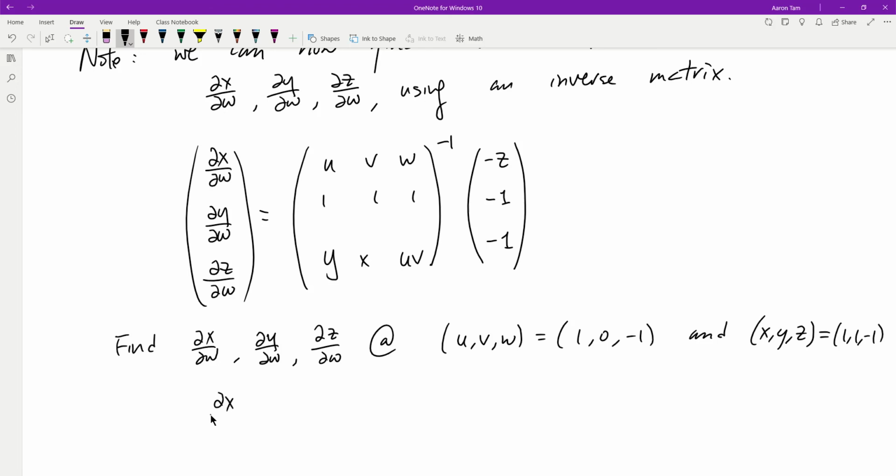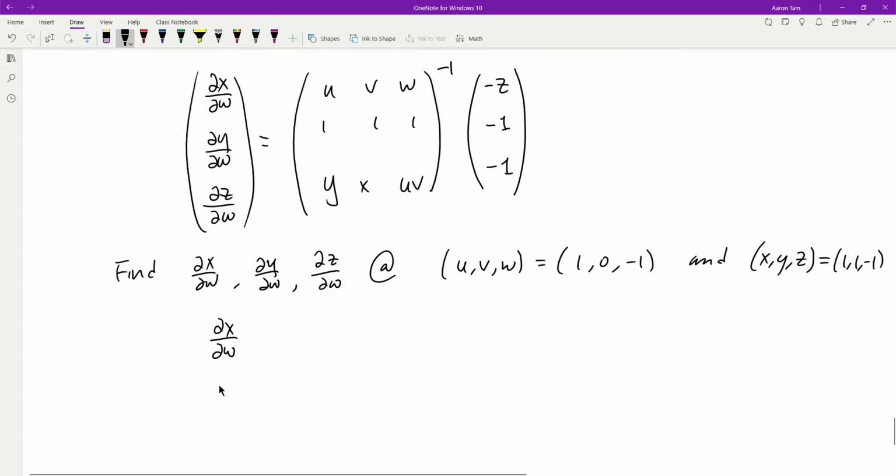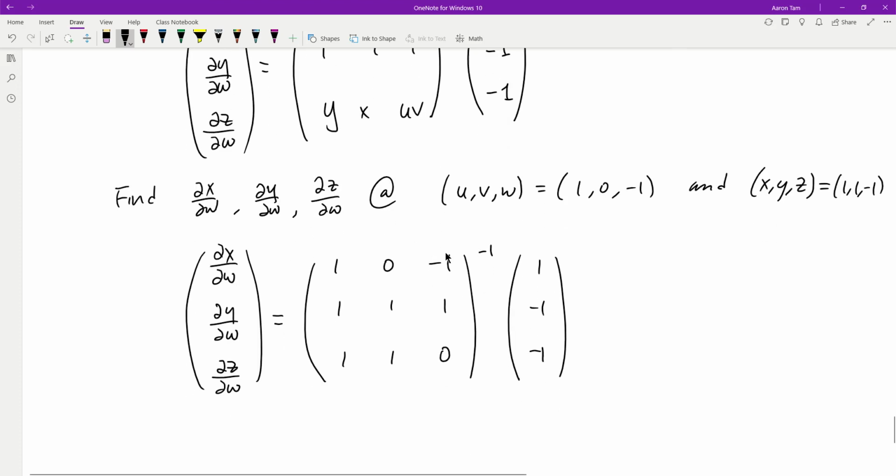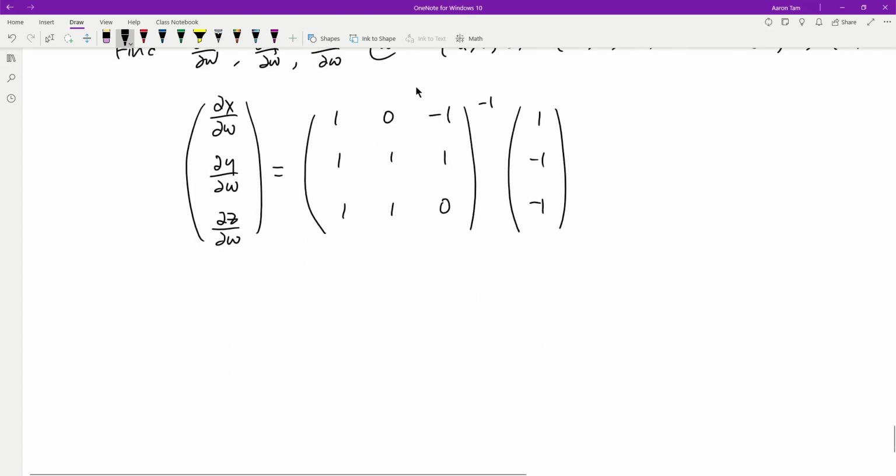So therefore it becomes dx over dw, dy over dw, dz over dw equal to [u, which is 1, v, which is 0, w is negative 1; 1, 1, 1; y is 1, x is 1, uv would be 1 times 0, which would be 0] inverse multiplied by negative z, which is [1, negative 1, negative 1]. So now it's just a matter of trying to figure this out. The key is obviously finding this inverse.